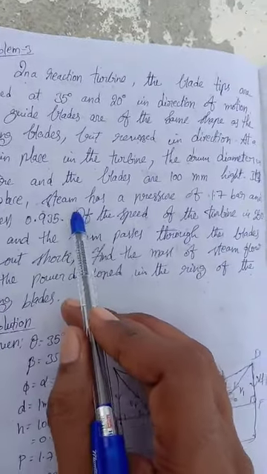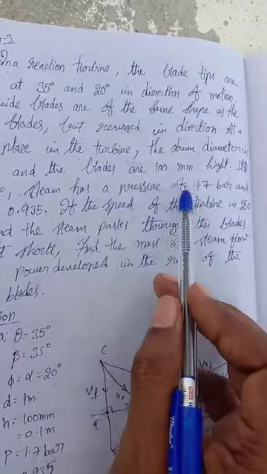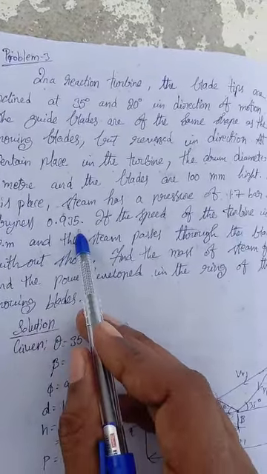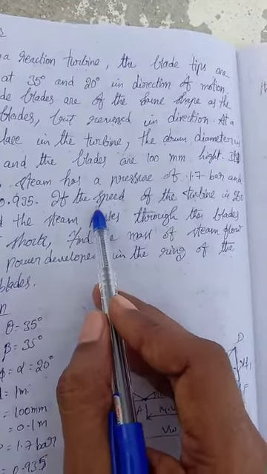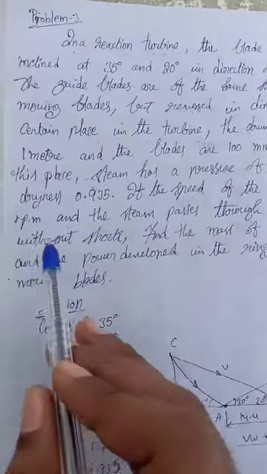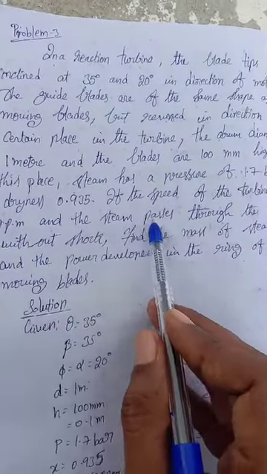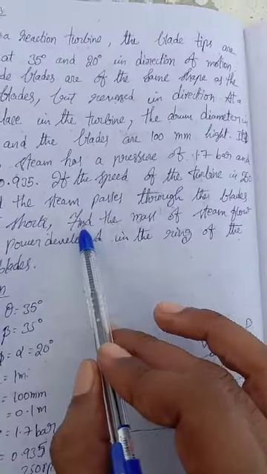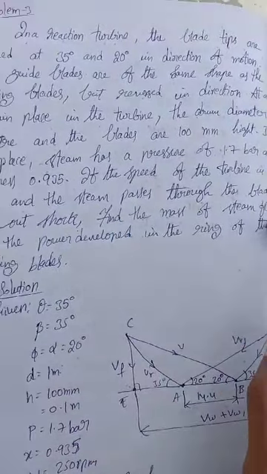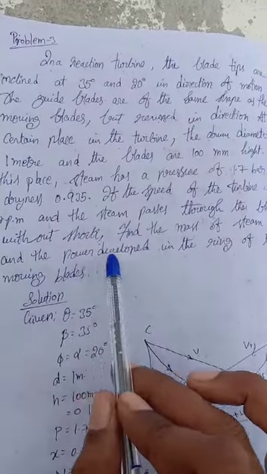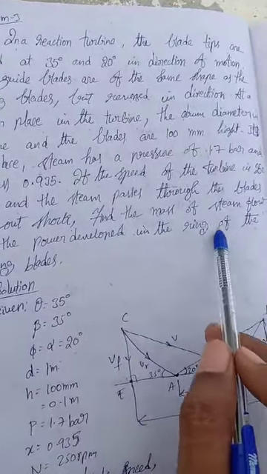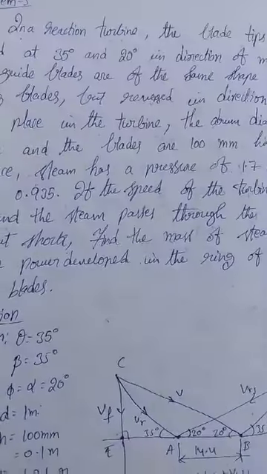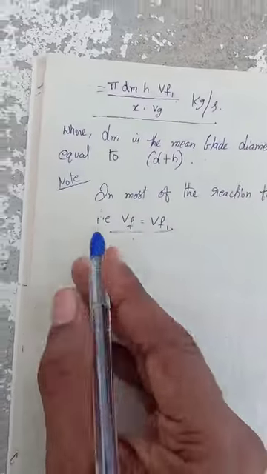At this place steam has a pressure of 1.7 bar and dryness 0.935. If the speed of the turbine is 250 rpm and the steam passes through the blades without shock, find the mass of steam flow and the power developed in the ring of the moving blades. Okay, this is the problem. Now I am going to solve this one.